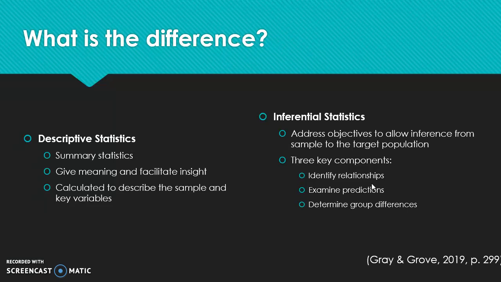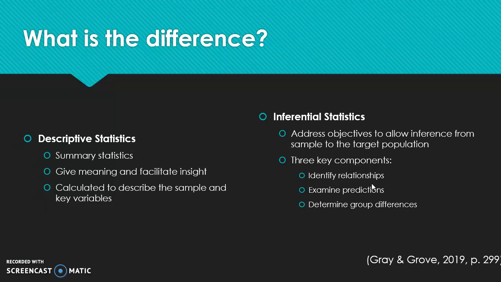There are three key concepts for inferential statistics, and those are identifying relationships, examining predictions, and determining group differences. There are a lot of different kinds of statistical analysis that we learned about in this chapter. For example, regression would be under examining predictions. Under determining group differences, we'd have chi-square, t-test, analysis of variance, analysis of covariance.